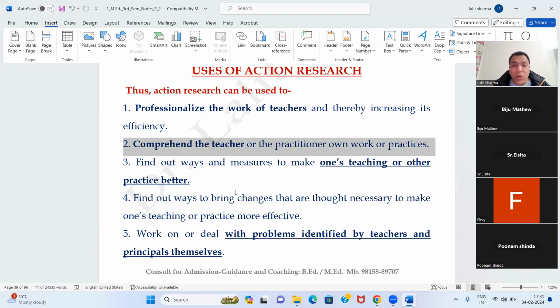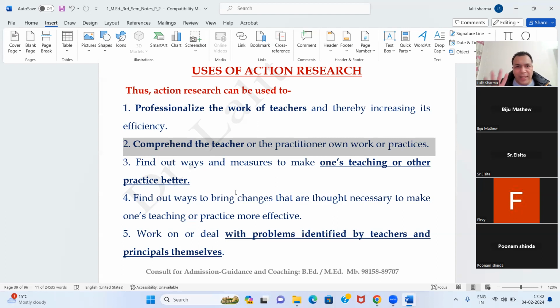Got it? So then you have to work on your teaching method. Okay, action research का ये भी meaning है. ये देखो, comprehend the teacher or practitioner on work or practice. Maybe you are not good. So how will you come to know about your teaching?